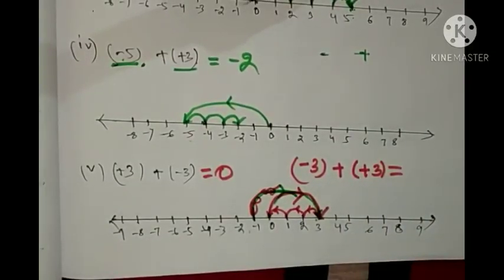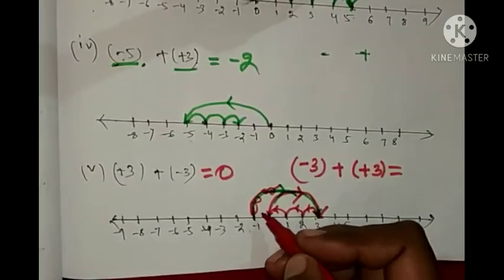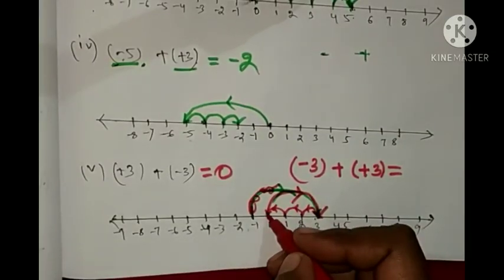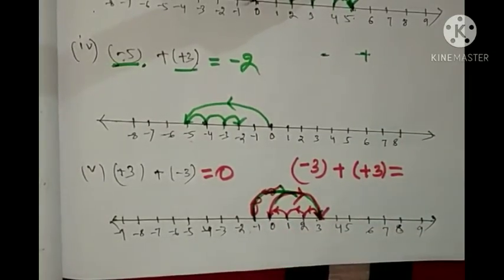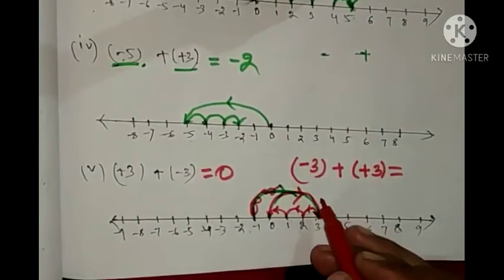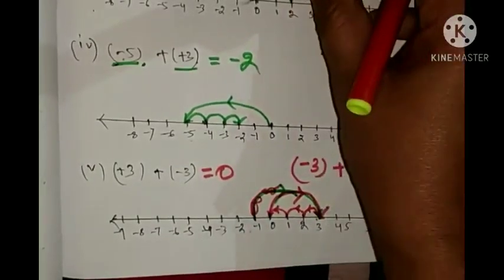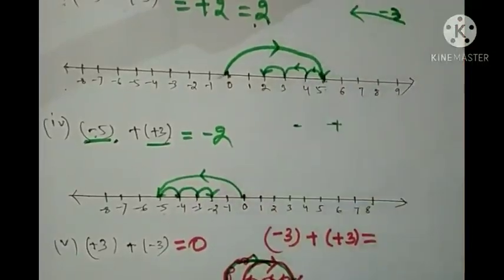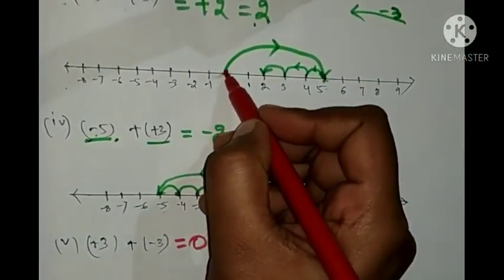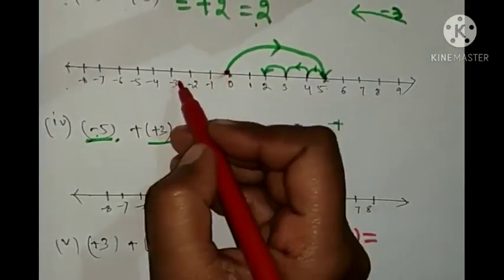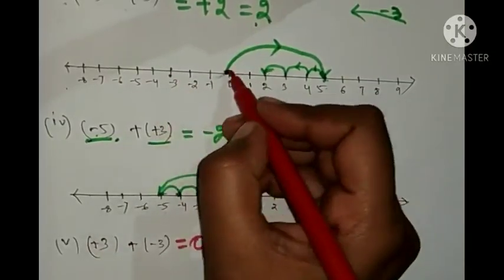Okay, in a number line. Here, from 0, I have made a mistake. I'll do it on a number line: minus 3 plus 3. One number line is there, and I'll use this number line. So 0 to minus 3 is here.